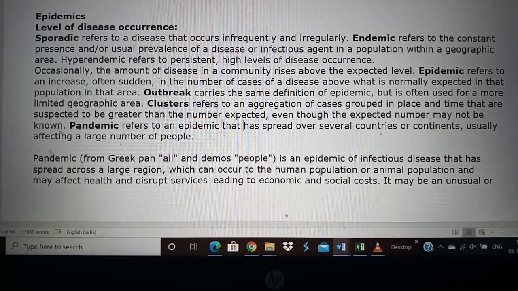Pandemic means when the epidemic has spread to several countries or continents and affects a large number of people. Okay, we are probably one generation that has seen a pandemic. I don't know whether in the next 100 years we'll have a pandemic, but we never expected that we'll go through a pandemic. But here we are having the coronavirus pandemic. It has spread to several continents and countries within a short period of time and affected lakhs of people. We just missed cluster. Cluster is an aggregation of cases grouped in a particular place more than the number expected. Okay, that is a cluster.